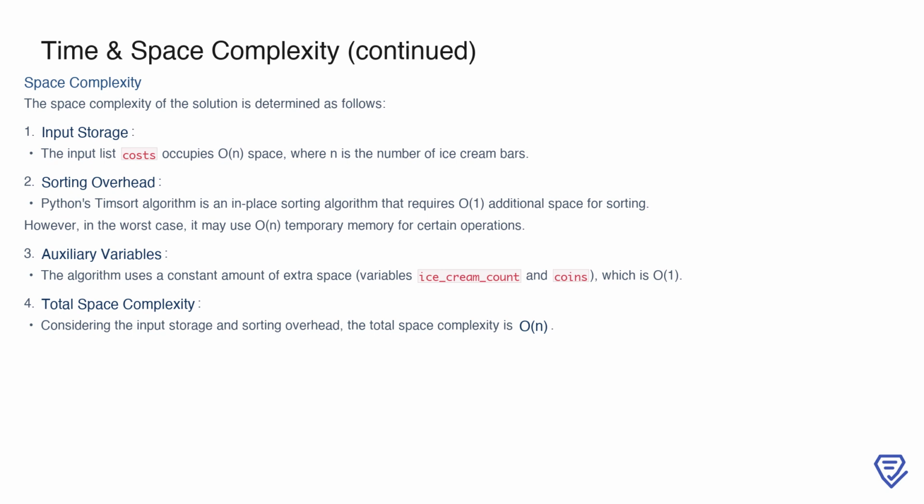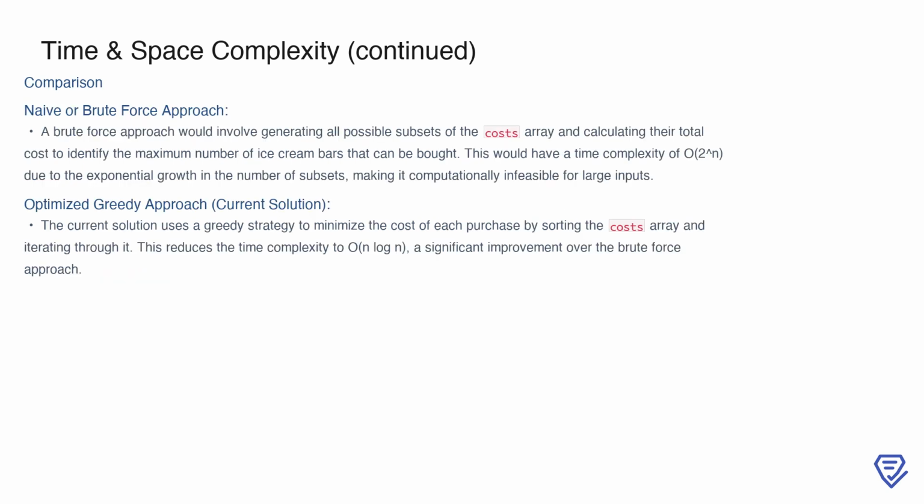resulting in O(n). When comparing this optimized greedy approach to a naive or brute force method, the difference in efficiency becomes clear. A brute force approach would involve generating all possible subsets of the costs array and calculating their total cost to find the maximum number of ice cream bars that can be purchased. This approach has a time complexity of O(2^n), as the number of subsets grows exponentially with the size of the array. Such complexity is impractical for larger inputs.